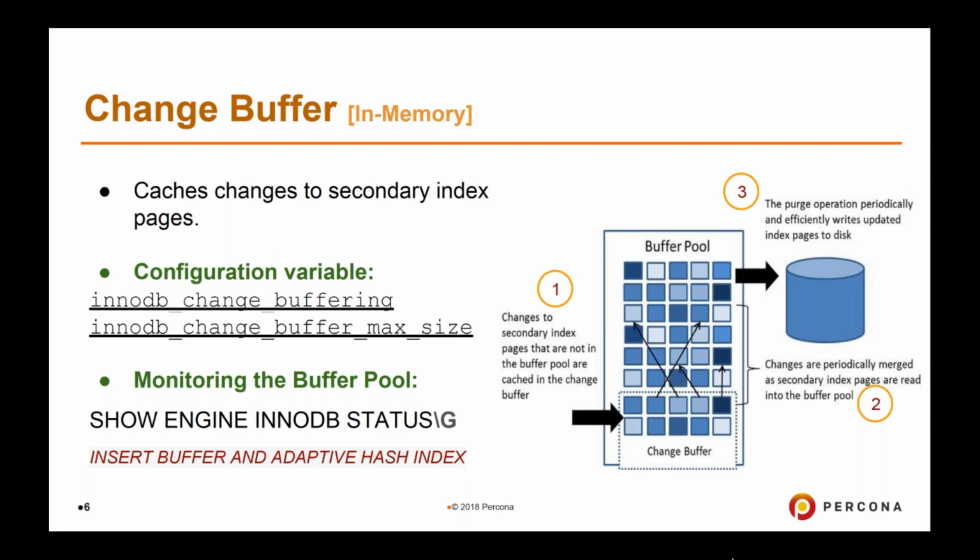Its configuration variables are innodb change buffering and innodb change buffer max size. You can set your size for the change buffer, and to monitor this, there is a section again in show engine innodb status. You can check the insert buffer and adaptive hash index section to check your change buffer activity, how many secondary indexes or unmerged indexes you have. These kinds of details you can get from the InnoDB engine status. Next, please.